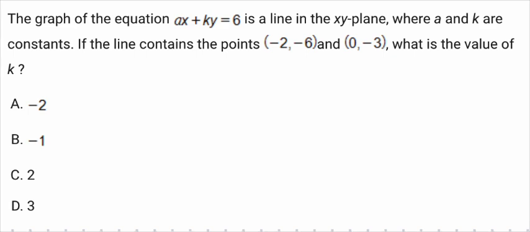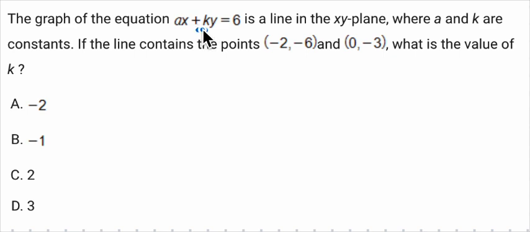The graph of the equation ax plus ky equals 6 is a line in the xy plane, where a and k are constants. If the line contains the points (-2, -6) and (0, -3), what is the value of k? All right, so we're trying to figure out what number is right here.